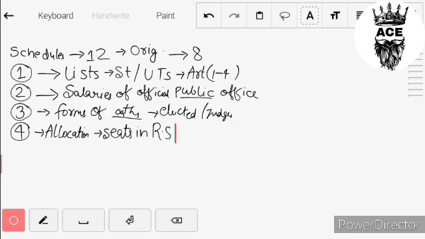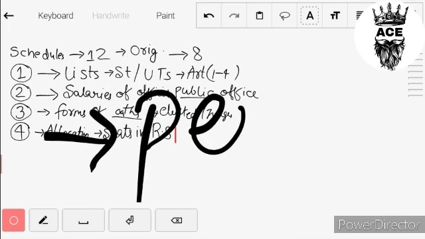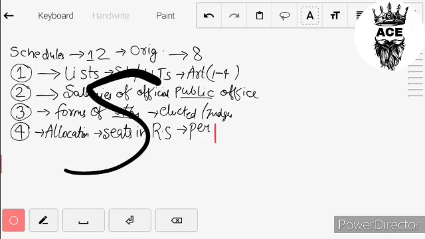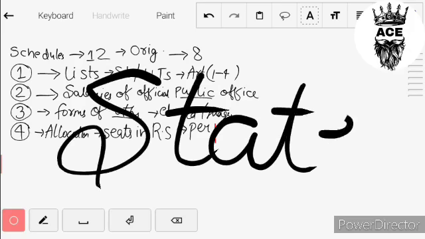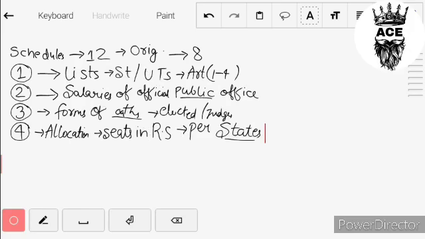It comprises article number 4 clause 1 and article 80 clause 2, and the seats are allocated as per the states. When I discuss the Rajya Sabha separately in a chapter, I will discuss it in detail. Now my focus is only on discussing the schedules. So I am getting into some brief so that you can understand it in a better manner.